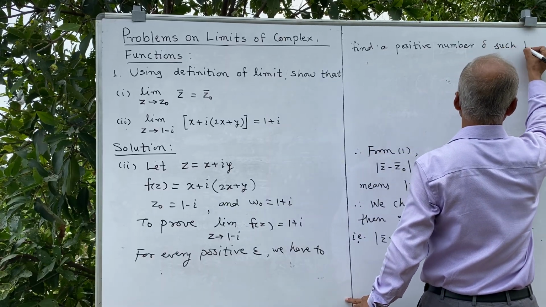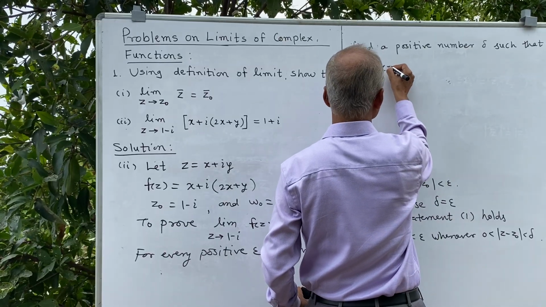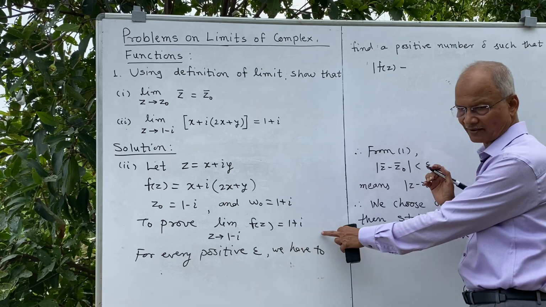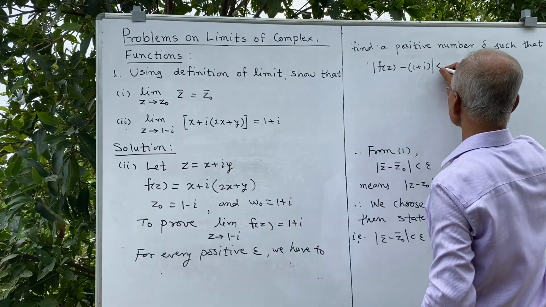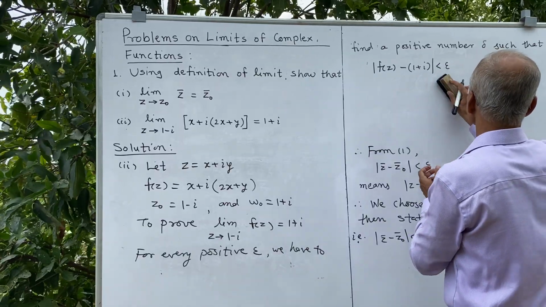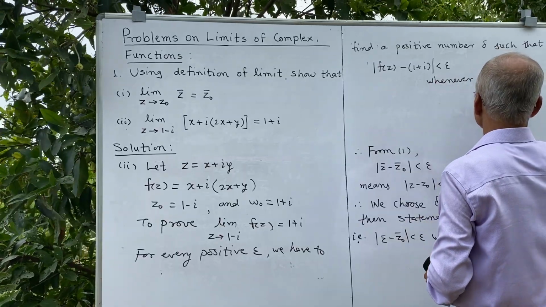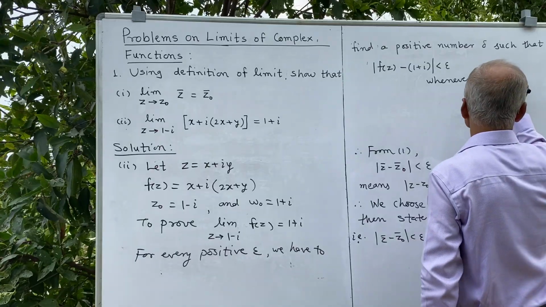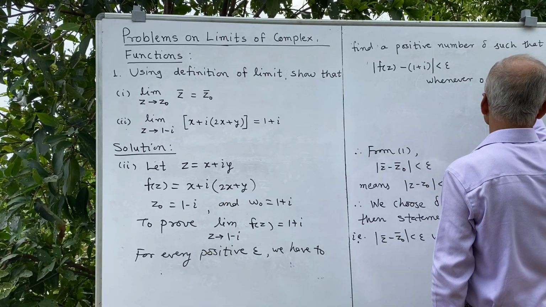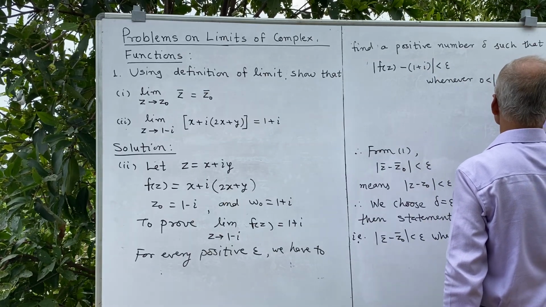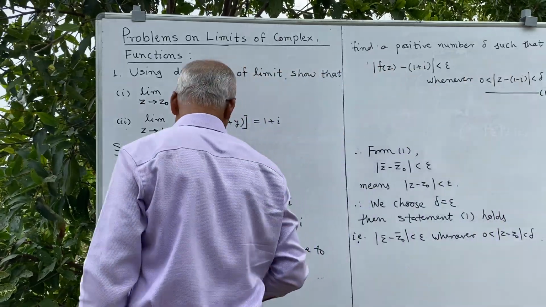Such that the absolute difference of f of z and its limit 1 plus i is less than epsilon whenever 0 is less than mod z minus z naught. What is z naught here? It is 1 minus i. So 0 is less than mod z minus 1 minus i is less than delta. This we have to show, and we shall assume this as our statement 1.